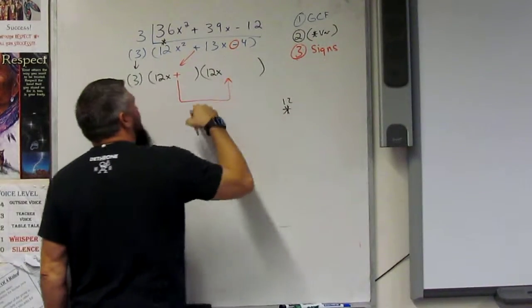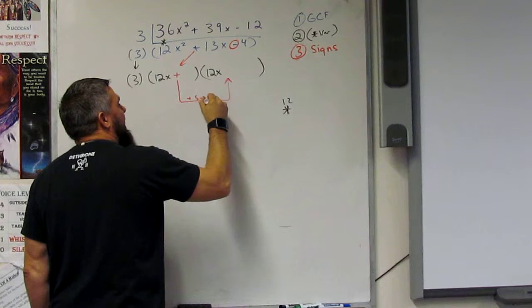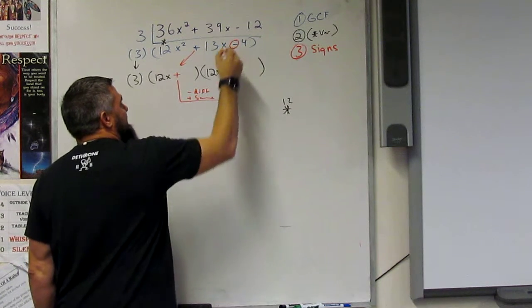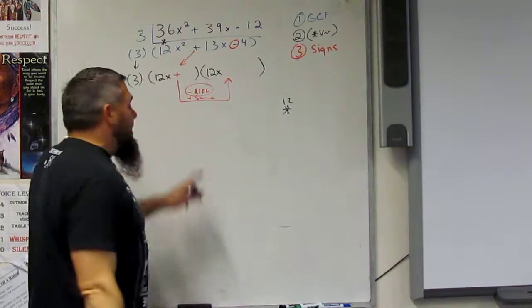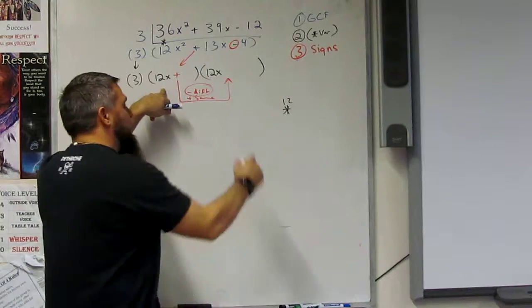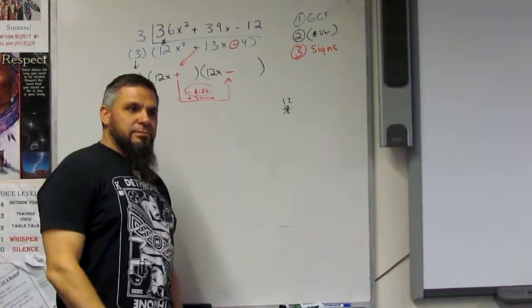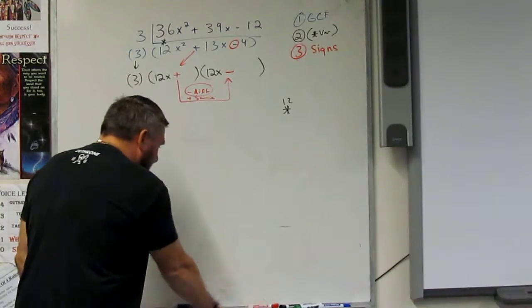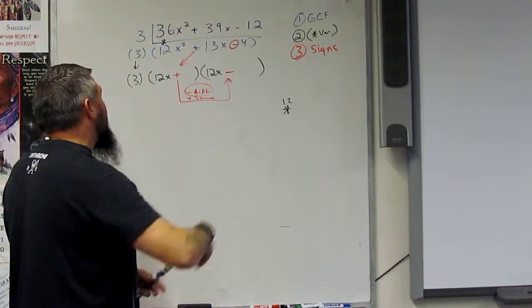If it is positive, then they're the same. If it is negative, then they are different. It is negative, so they are different. These 2 signs are different. What's different than plus? Subtract. Minus. It's that simple. Done. Don't need that color. Move to the next color.